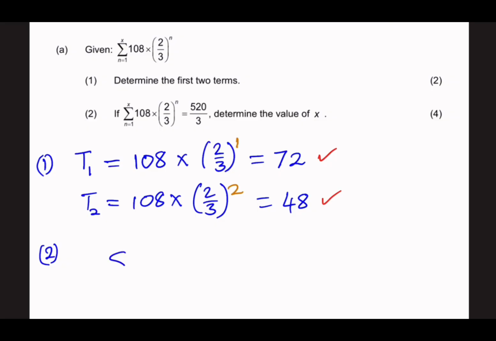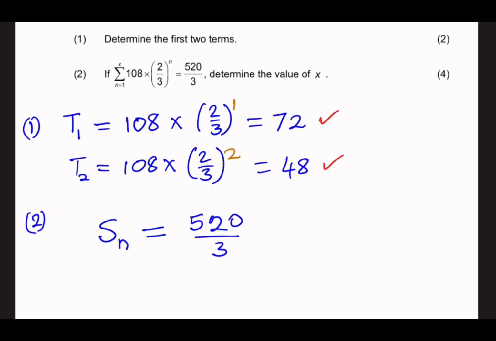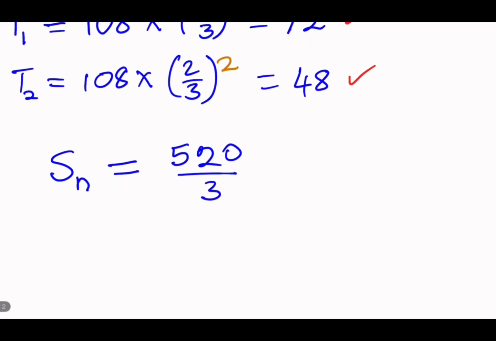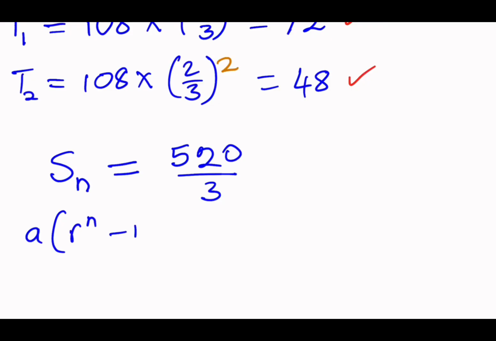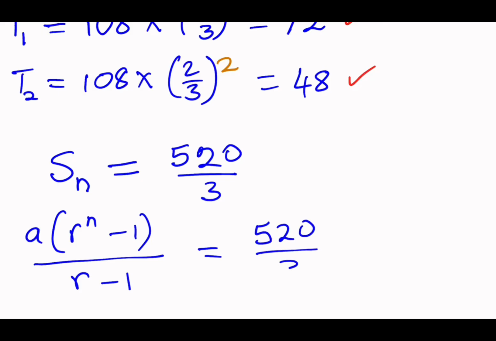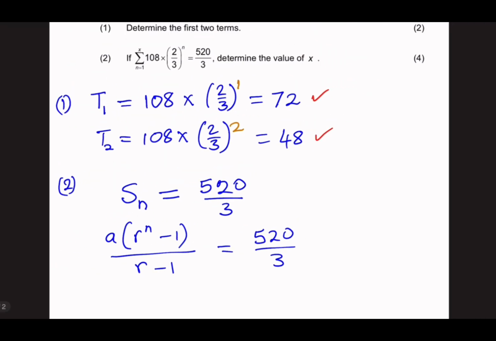And this is obviously understanding that we need to use the Sn formula. We need the Sn formula to equal 520 over 3. And the Sn formula, as we know it, is a times r to the power n minus 1, divided by r minus 1, equals 520 over 3. And we need to solve this.